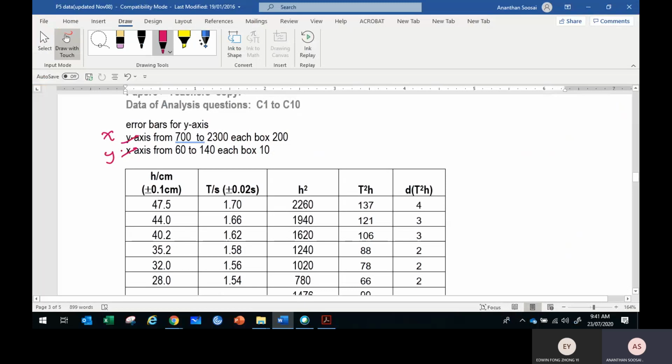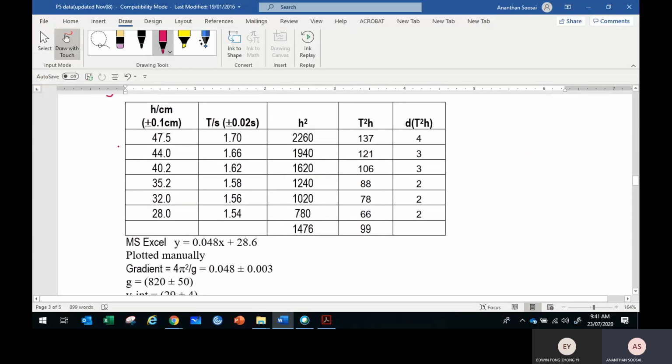So take down the scale. X starts from 700 to 2300. Y starts with 60 to 140. Every box is 10 by 10. X starts with 700, every box is an interval of 200. So 700, 900, 1100. Use this scale.